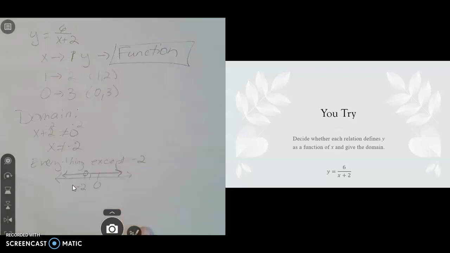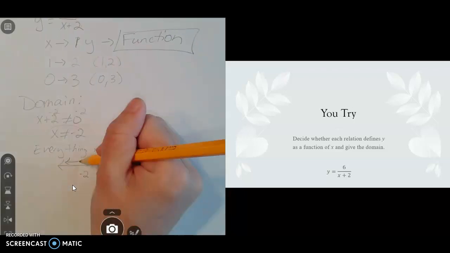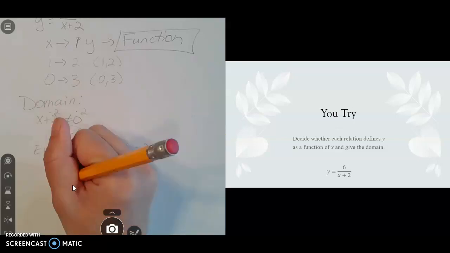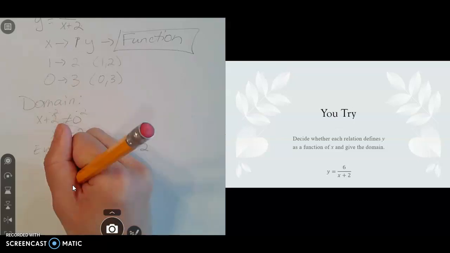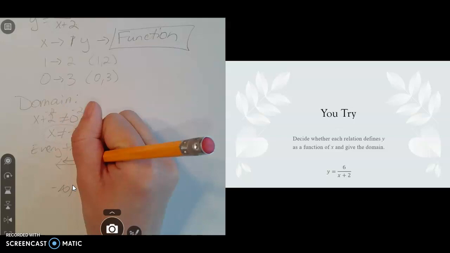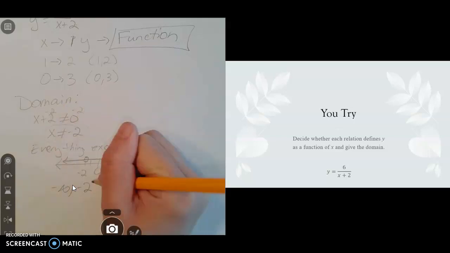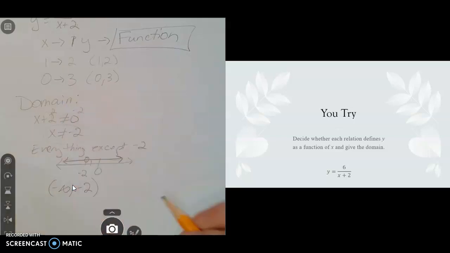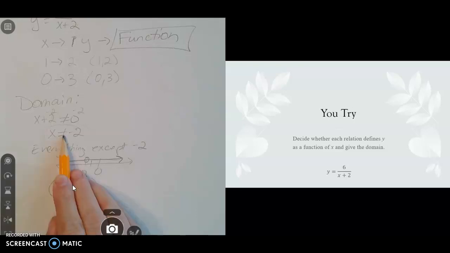So in interval notation, what this looks like is how far left do we start? We just keep going forever. So that would be negative infinity. And then we're going to stop when we get to negative 2. I'm going to use parentheses for both. You have to use parentheses for negative infinity because it's an infinity. But we're going to use the parenthesis at negative 2 because it's not equal to negative 2. We're excluding it. We don't want it in our domain.